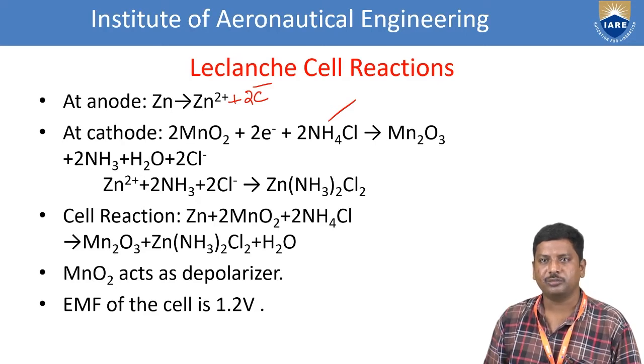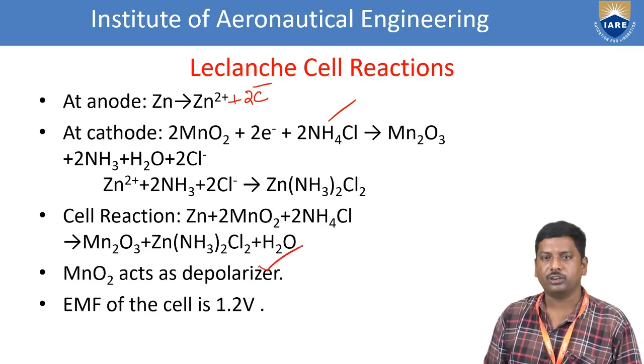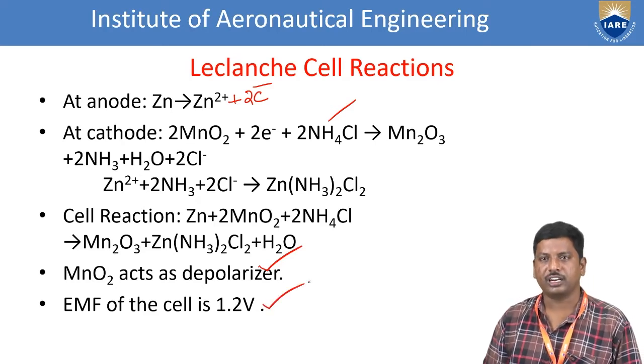In the Leclanche cell, the chemicals present are converted into polarizers, so we require a depolarizer. In this case, manganese dioxide acts as the depolarizer. The electromotive force of the cell is equal to 1.2 volts. So these are the cell reactions that occur in the Leclanche cell.